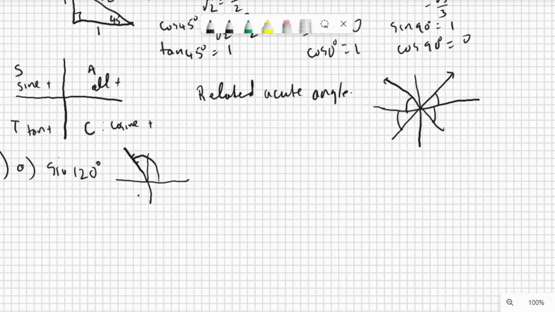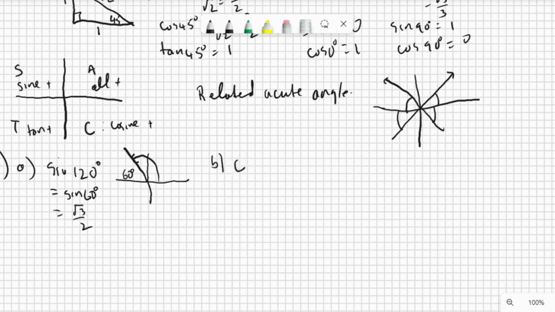So if sine is positive, positive to what? It means it is the same as the related angle. The related angle here is, if this is 120, this will be 60 degrees. So my related angle is 60 degrees. So sine 120 will be the same as sine of 60, because the related angle is 60 degrees. Positive means it is the same as the related angle, which is root 3 over 2.